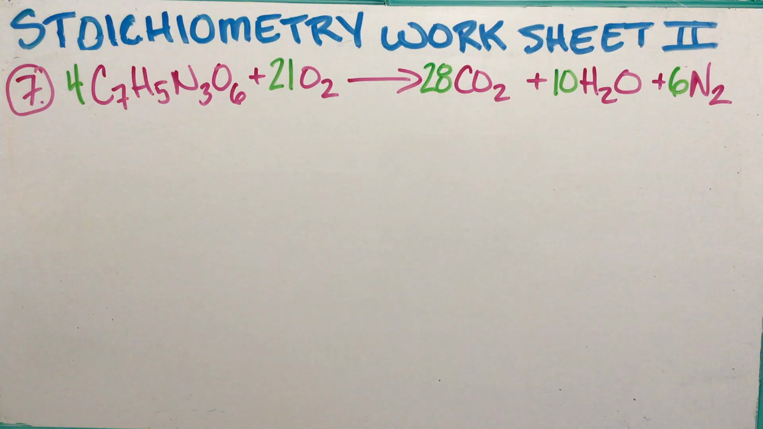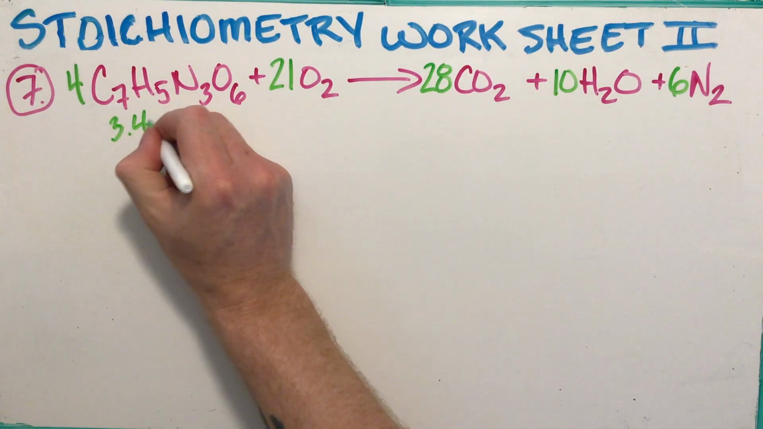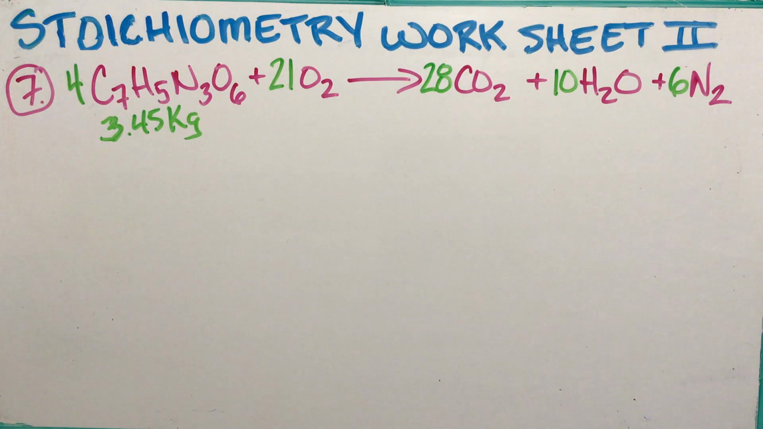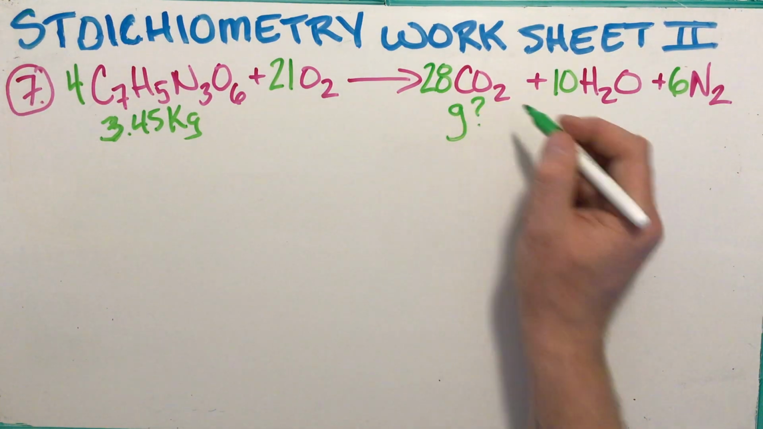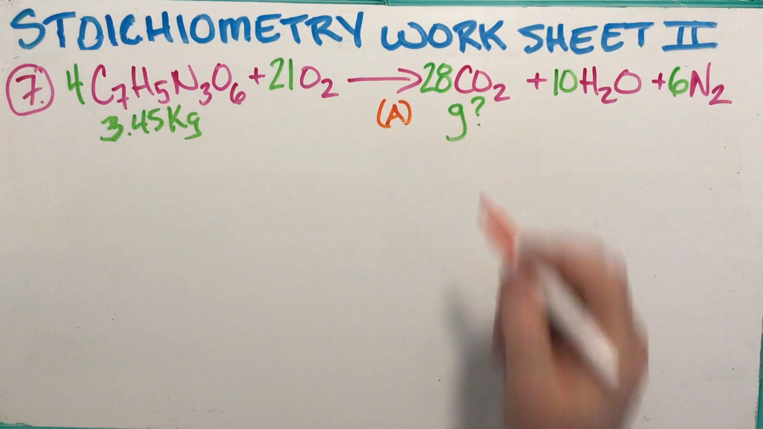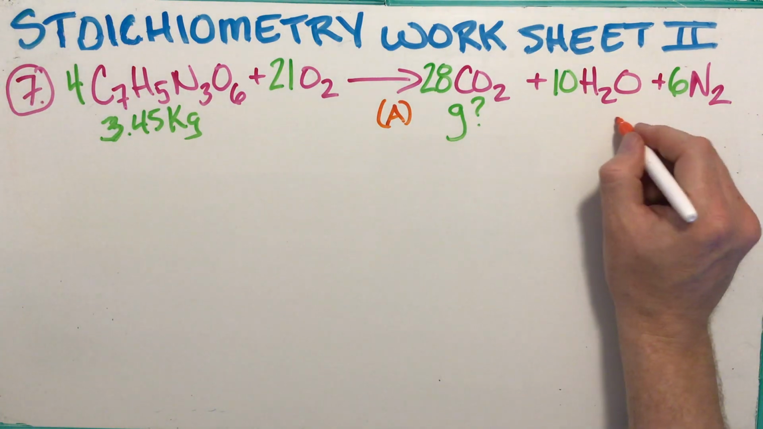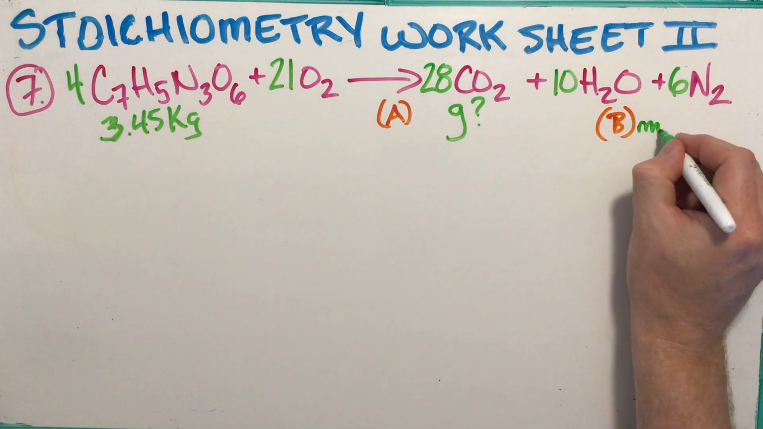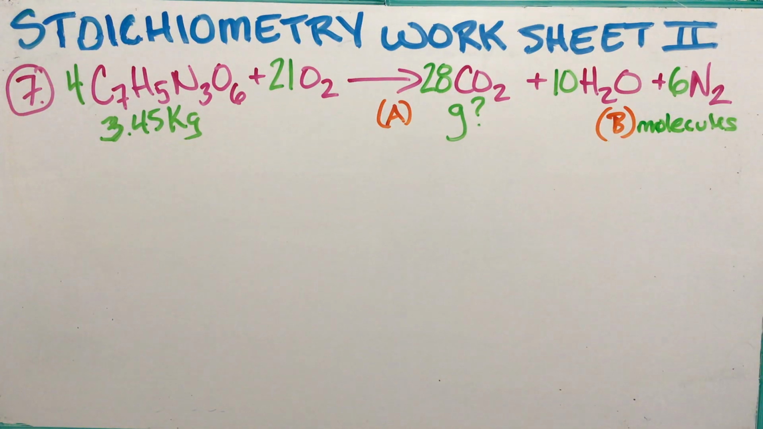So it says I have 3.45 kilograms of dynamite. And it wants to know how many grams of carbon dioxide will be released into the air when it explodes. All right, that's part A. So I'll put a little A here. A is asking for the mass of carbon dioxide. B wants to know how many molecules of nitrogen gas are released into the air, because it's a gas, it's in our air, during the same explosion. So we'll do A first, and then we'll do this. All right, this was 2 parts, this question.